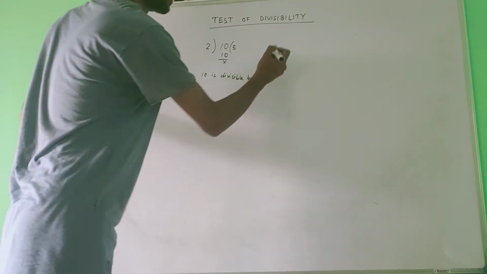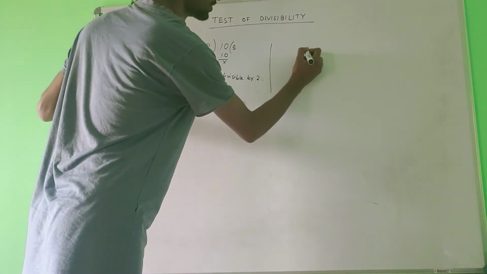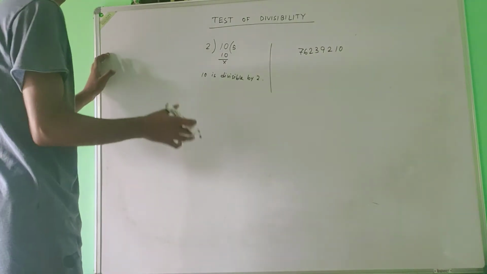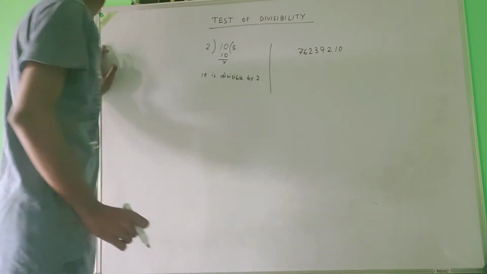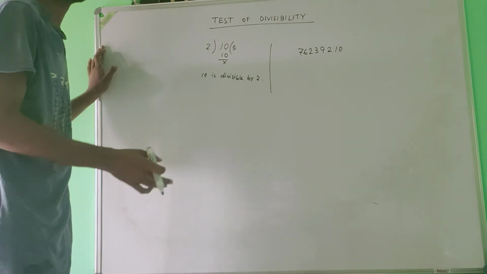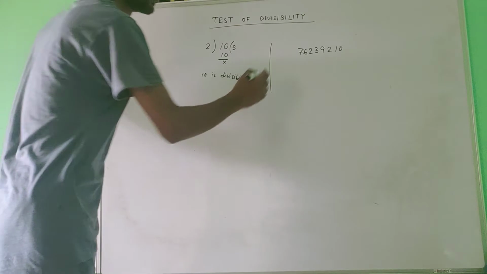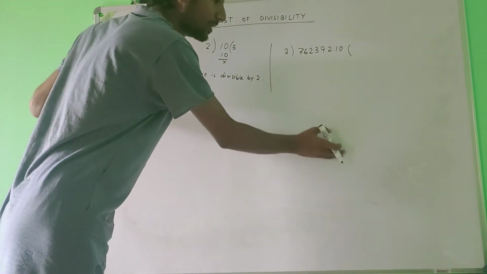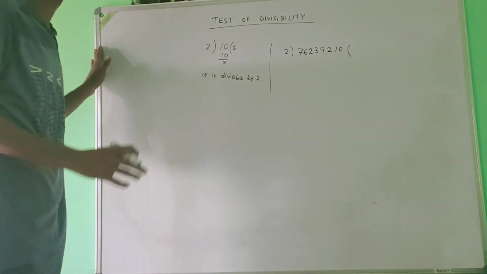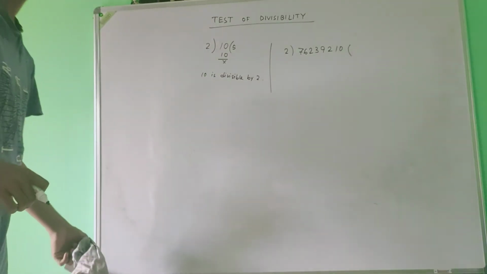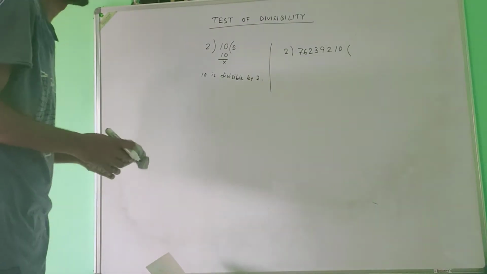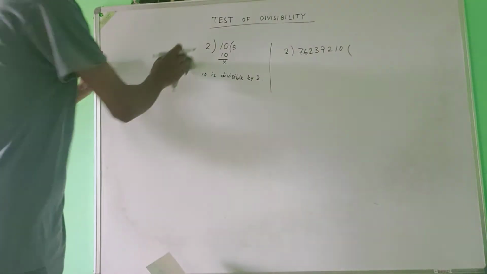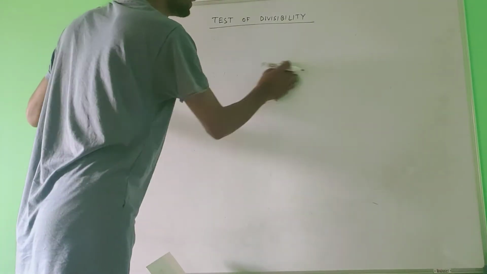Suppose you have a bigger number, like 76239210. When we check whether it is divisible by 2 or not, dividing by 2 is a very long process. So we have some formulas by which we can find out easily whether a number is divisible by 2 or not. We will learn those formulas.